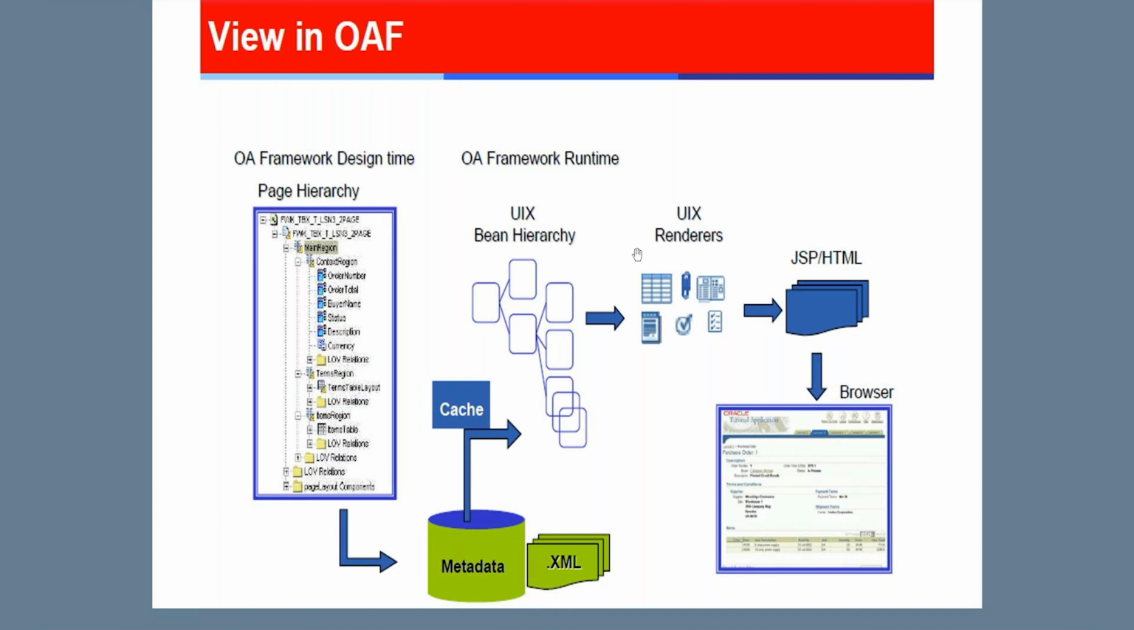So here the UIX renderers are showing different style components. One is attachment, one is table, one is text, checkbox, radio button, tip, like that. These are all beans. Each has its own style, own purpose, own behavior.